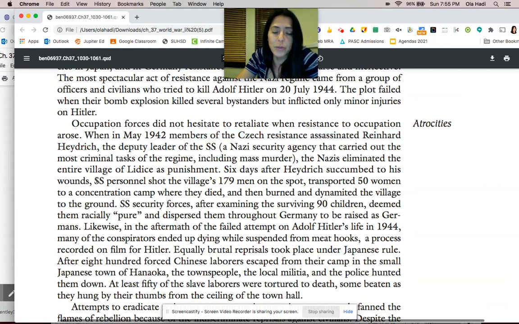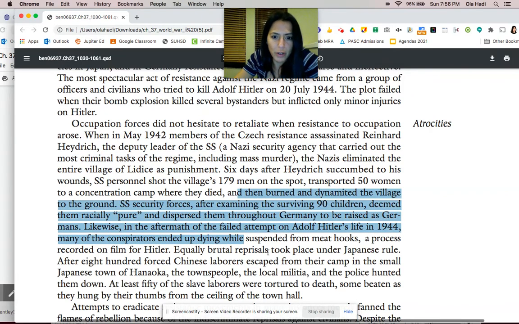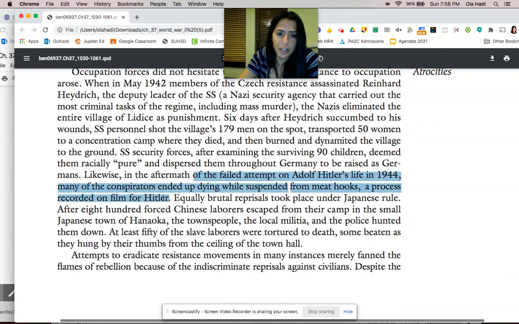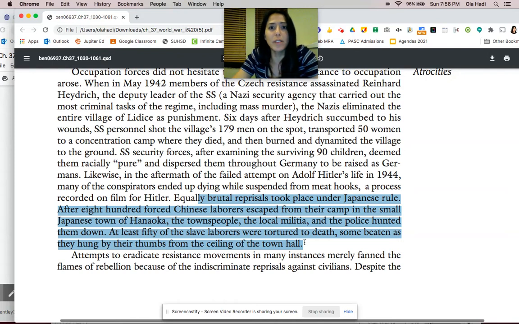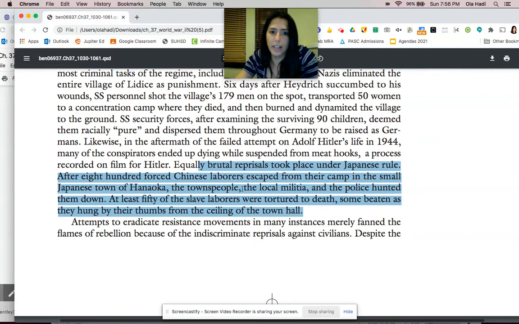But there was, in retaliation, a mass killing of the village that was associated with the people that assassinated Heydrich. So you can read about that on your own, and then you can also read about what happened to the people that did the failed assassination attempt on Hitler. Hanging from meat hooks. You see similar sorts of response by the Japanese against the Chinese who tried to flee. Again, hanging from their thumbs from the ceilings. Really awful, terrible ways of meting out punishment.